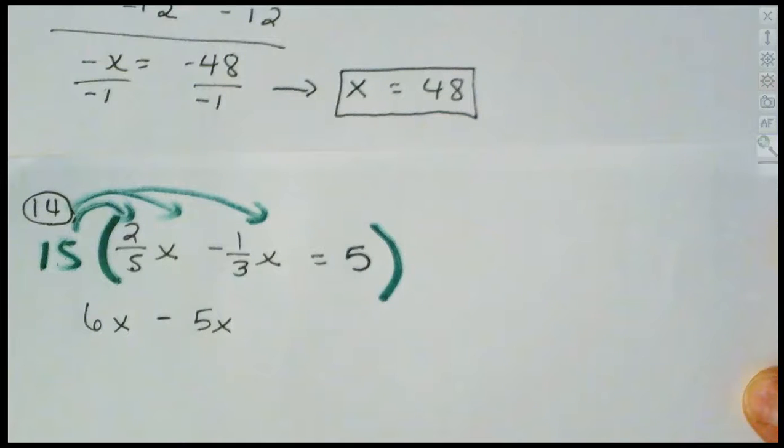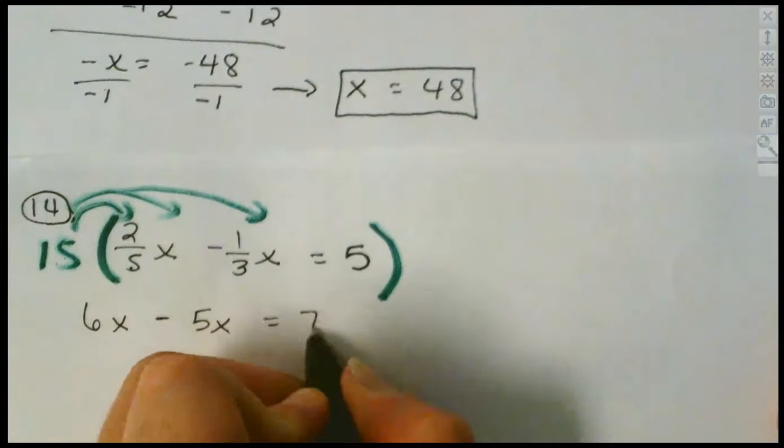And then we've got 15 times 5. I believe that's 75. Let me double check myself though. Yep, should be 75, and it is.